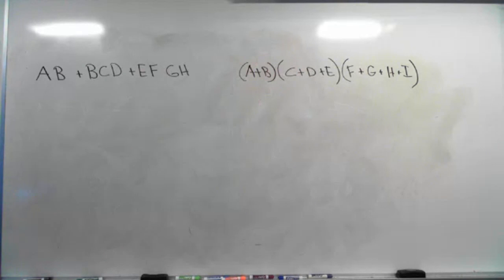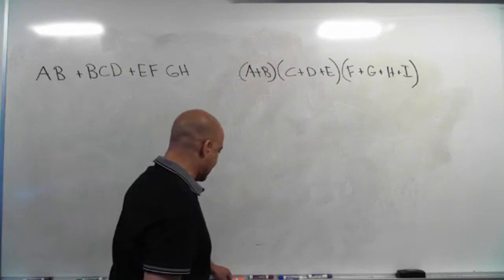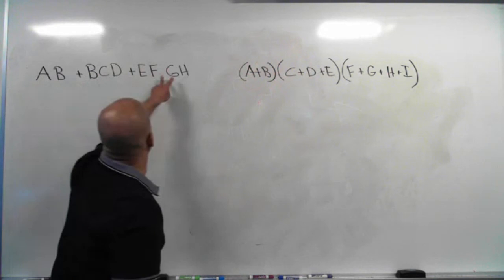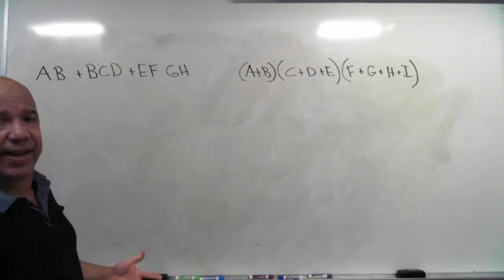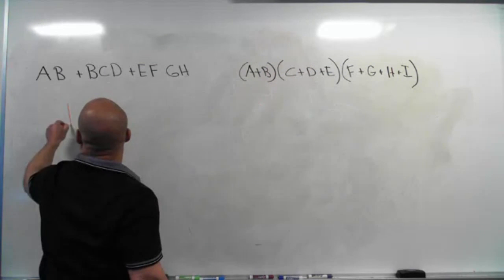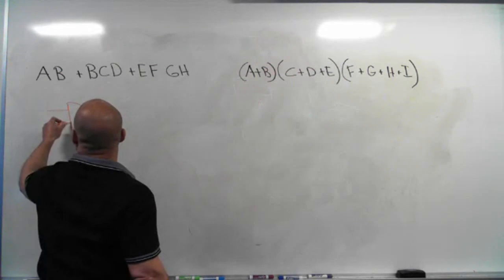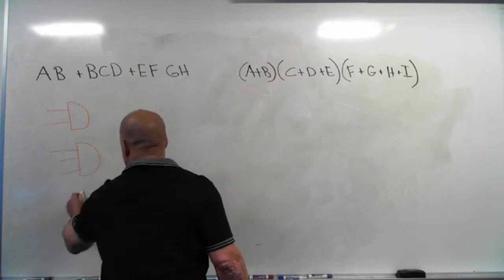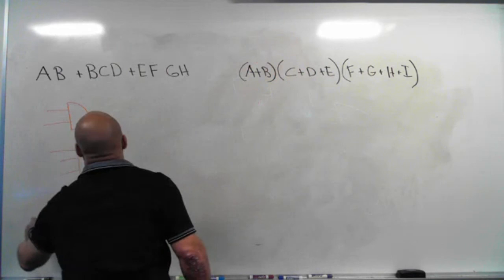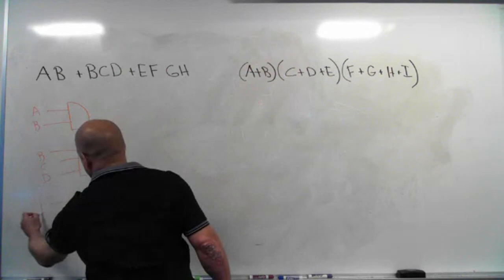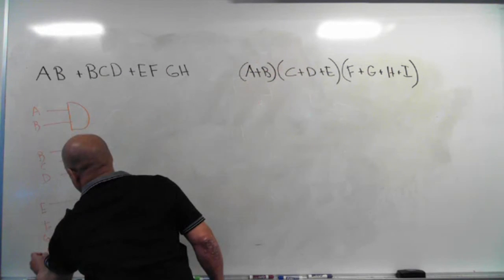Okay, so here they want us to go the other way. Given an expression, they want you to implement this using logic gates. So right here, you can see that I have 1, 2, 3 terms. A term represents an AND gate, right? So I need 3 AND gates for this first one. The first one has 2 inputs, the next one has 3 inputs, and the other one has 4 inputs. So this is AB, B, C, D, and E, F, G, H.